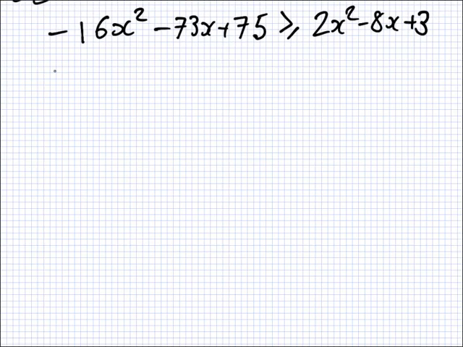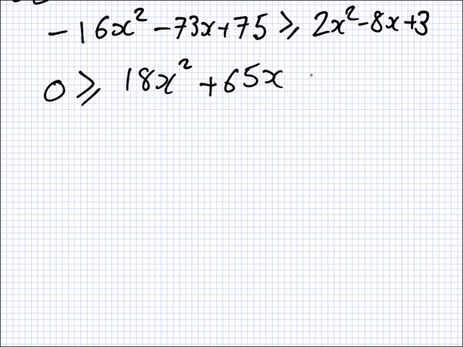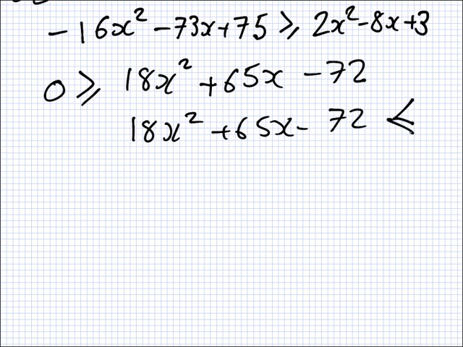Okay, let's take everything to the right. 18x squared, 65, minus 72. Or if you want to make it really clear, x squared plus 65x minus 72 needs to be smaller than or equal to 0. That's our problem. In this method you do have to factorize, whereas in the last method you didn't have to factorize, you could have just used the formula. So we need to get the two factors here.